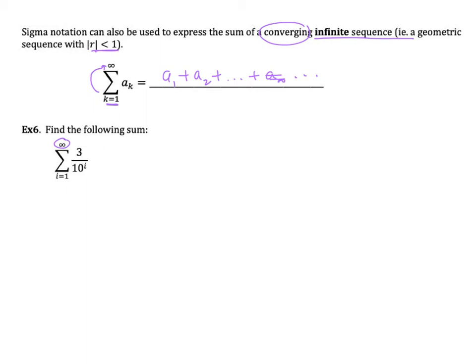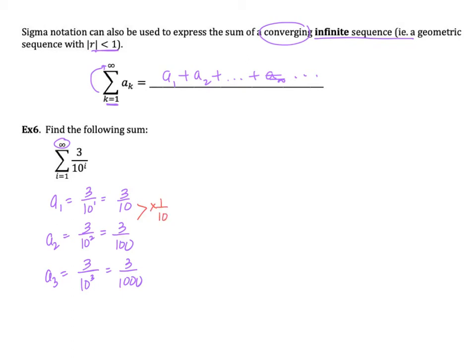We're starting at our first term when we plug in a 1, and then we're going to go to infinity, which implies that it's geometric, right? So let's check and see. A sub 1, we're going to plug in the number 1. We get 3/10. A sub 2, we plug in the number 2, so 3 over 10 squared, which is 3 over 100. A sub 3 equals 3 divided by 10 to the third, which equals 3 over 1,000. Hopefully you see there that you are multiplying by 1/10 to get from the first term to the second term, or the second term to the third term. So my common ratio is equal to 1/10.